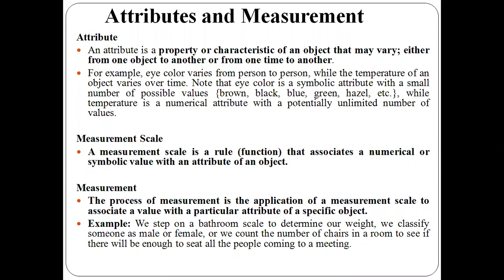So this attribute temperature is going to vary from time to time here. So that is a numerical attribute. It is not a symbolic attribute here. Symbolic attribute means that is a string attribute. So the temperature is a numerical attribute. So this is about the attribute.